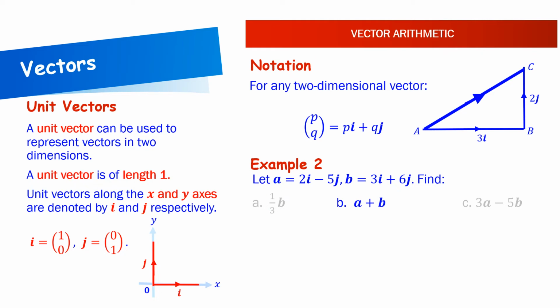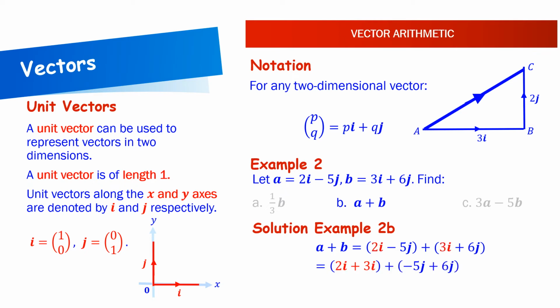And now for part b. We are required to add a and b. Let's solve this. So when solving a plus b, let's write them out first. So here's a, and here's b. Then add the i component, so 2i plus 3i, and the j component, so minus 5j plus 6j, to give 5i plus j.